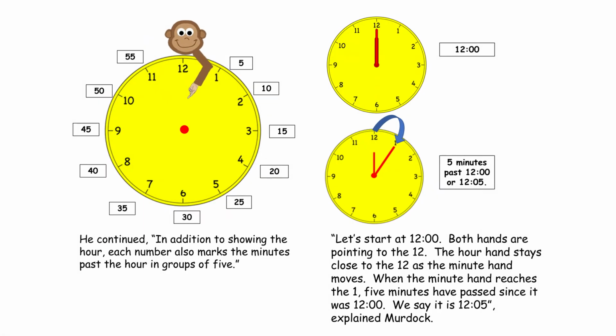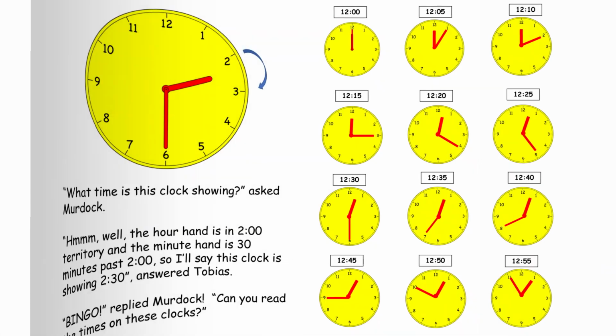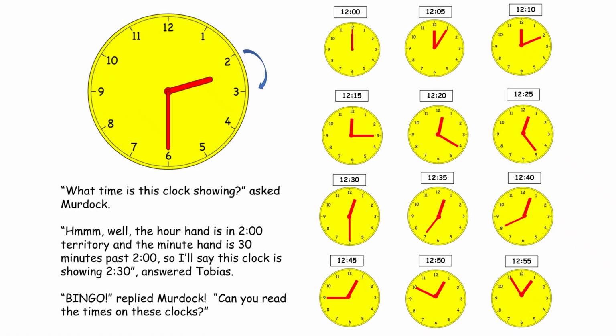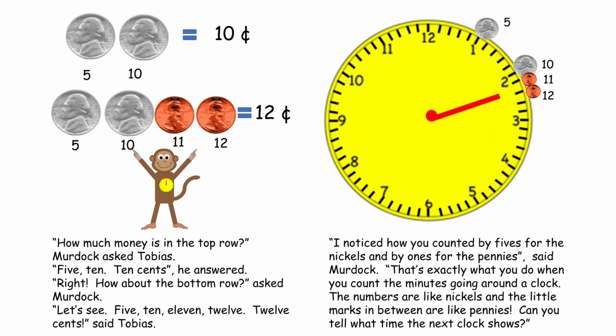He explains about the 5-minute intervals and goes all the way around the clock with Tobias as he reads the times to the 5-minute marks. Lastly, he teaches Tobias how to tell time to the 1-minute mark using the nickels and pennies strategy.